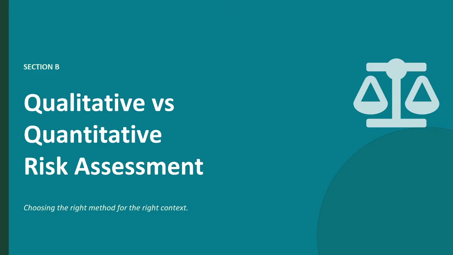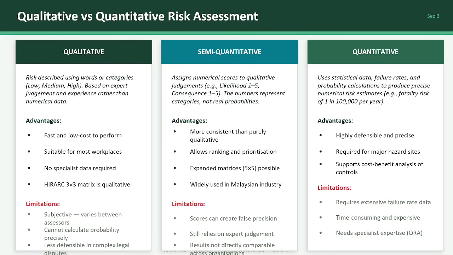But you need to know all 3, where each sits on the spectrum of rigor, what each requires, and critically, when each is appropriate. There are 3 distinct approaches to risk assessment, and they represent a spectrum from least data-intensive to most data-intensive. The first approach is qualitative risk assessment.